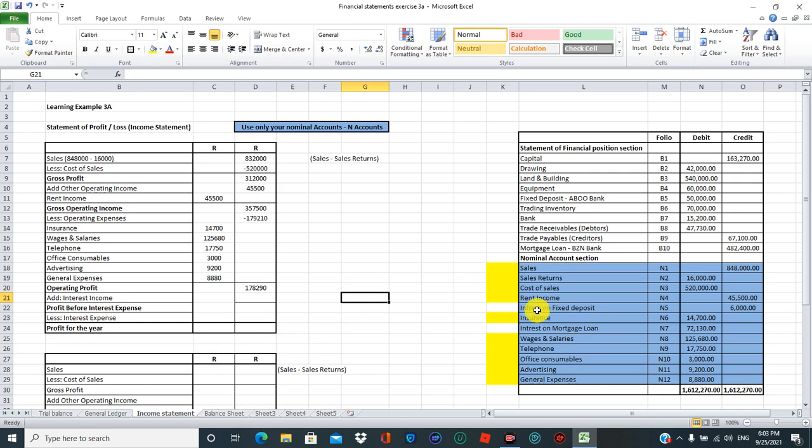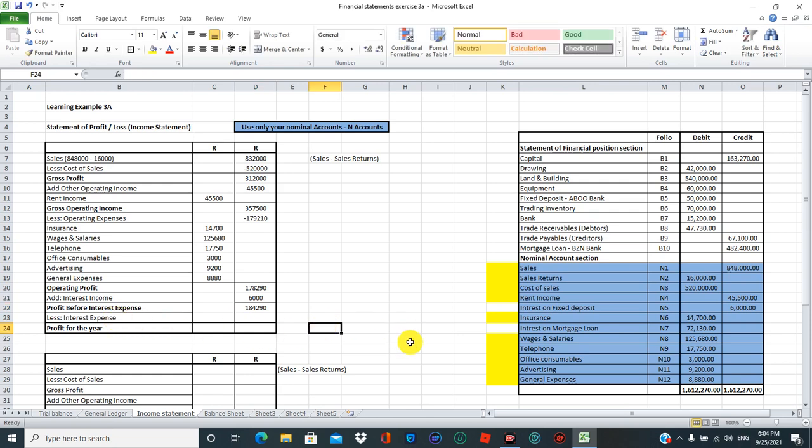So now we've still got the interest on the fixed deposit and the interest on mortgage loan. So remember, the interest on fixed deposit is you've got a deposit and you gain interest. So that'll be your interest income. And now you need to add your interest income, which is 6,000. So that'll be your profit before interest expense. So that'll be 178,290 plus 6,000. So you just add those two up, and then you get 184,290. All right.